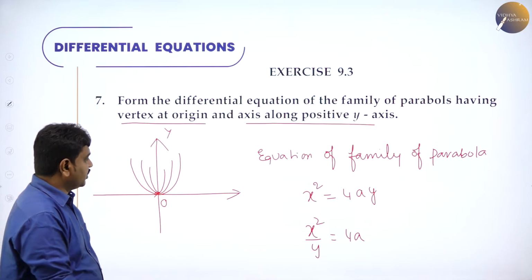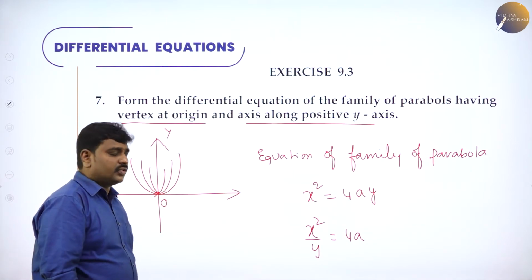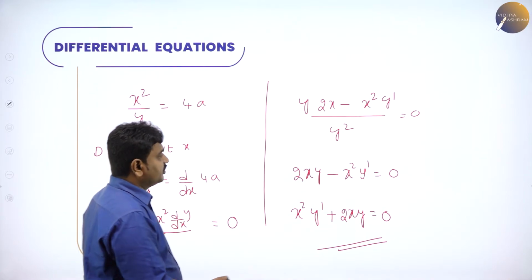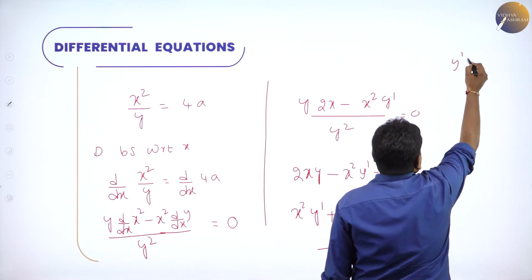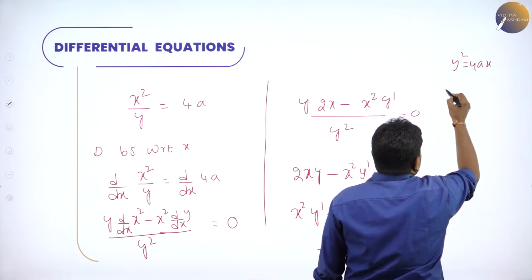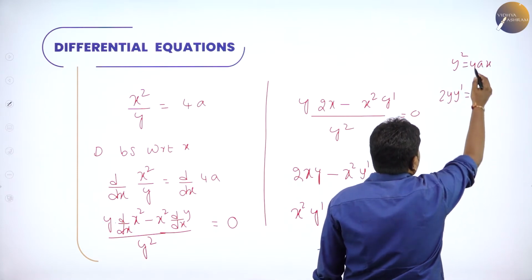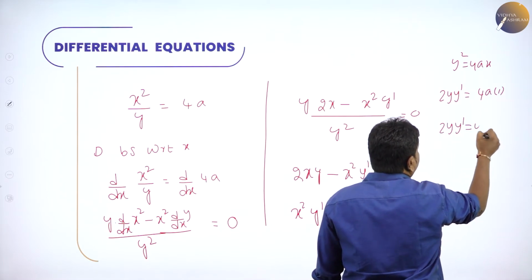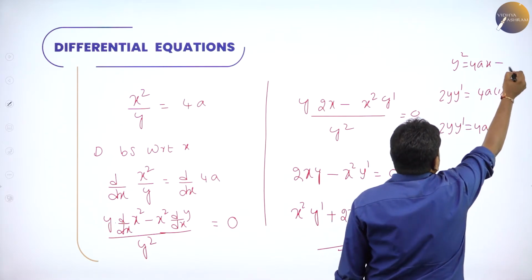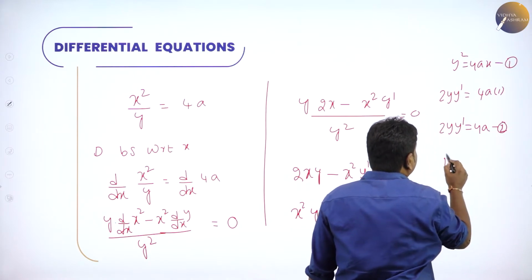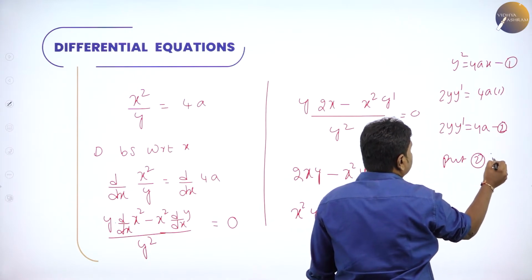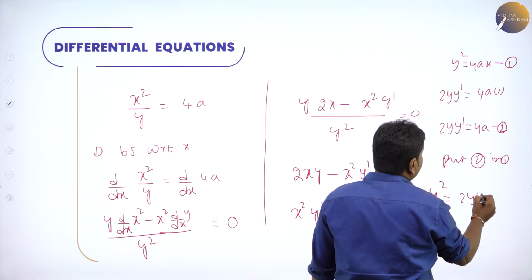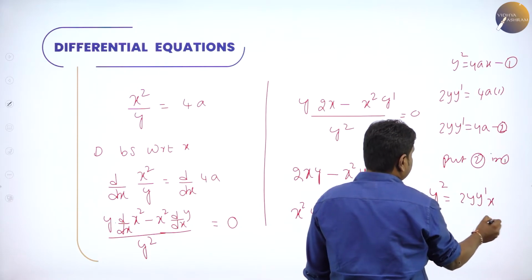Other way of solving the same problem: you can also solve by other way. Differentiate and resubstitute. See now, other way of solving the same problem. So y square is equal to 4ax. Now differentiate: 2y into y dash is equal to derivative of 4ax is 4a into 1. So 2y y dash is 4a. Call it as 1, call it as 2. Substitute 2 in 1 so that you will get a eliminated. So y square is equal to, instead of 4a you can write 2y y dash x. Same thing you will get.